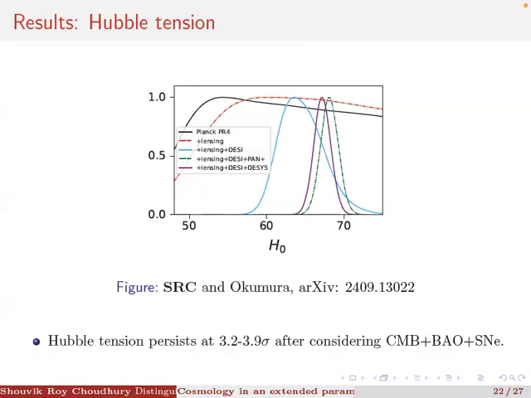But after we add all the data, we find a persistent 3.2 to 3.9 sigma tension with the measurement by the SH0ES collaboration, which gives you a value of around 73 for H0. We get something like 68 plus or minus 0.1. So there is still 3.2 to 3.9 sigma tension: 3.2 for Pantheon Plus, I think, and 3.9 for DES-Y5 supernovae. So the Hubble tension is robust.